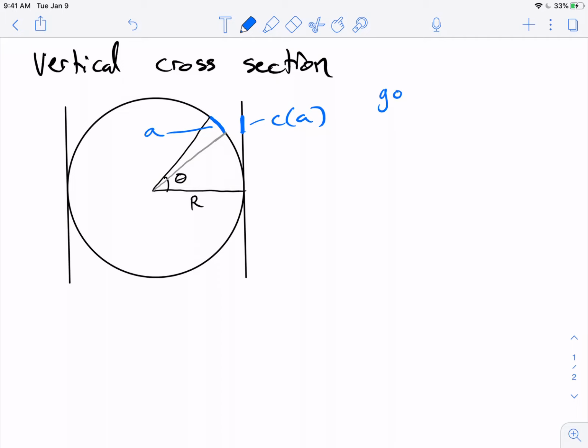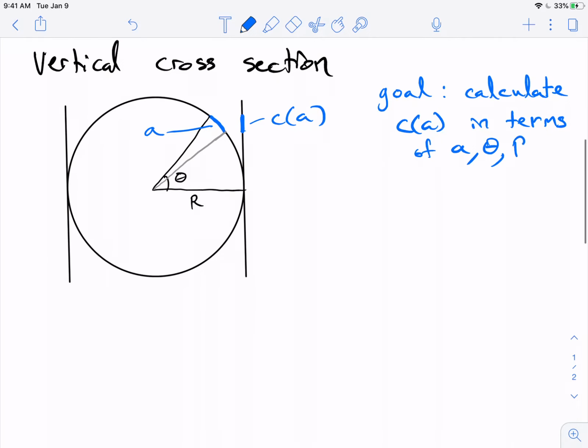And so the goal here is to calculate what C of A is in terms of A. It's going to depend on A, of course. It will depend on theta, as you can imagine, because if you look at this, the distortion is much smaller if theta is close to 0, and much larger if theta is close to pi over 2. So we're going to calculate C of A. Our formula is going to depend on A, theta, and also the radius, potentially. These are all the things in our picture.